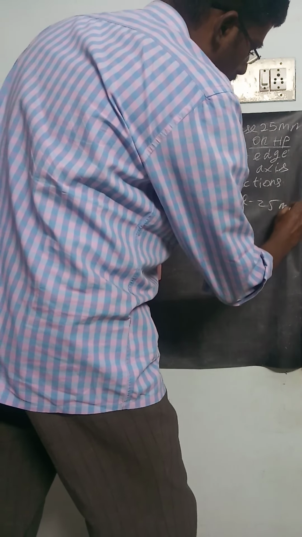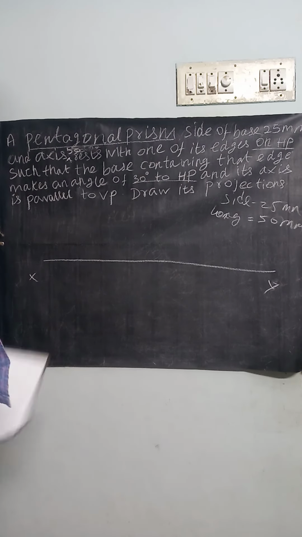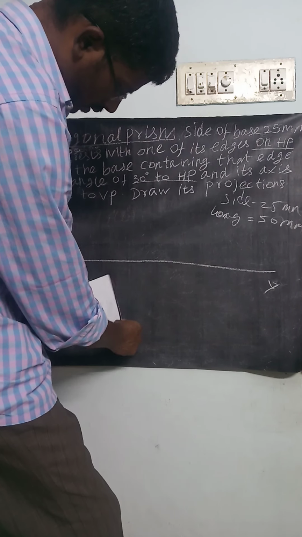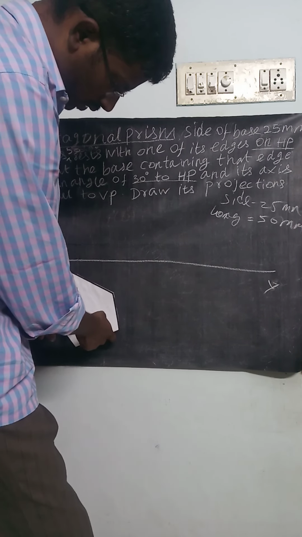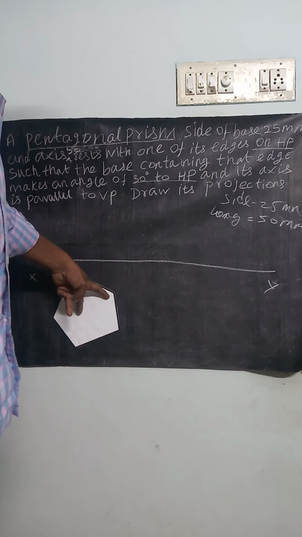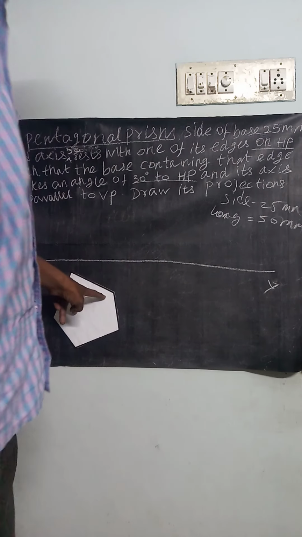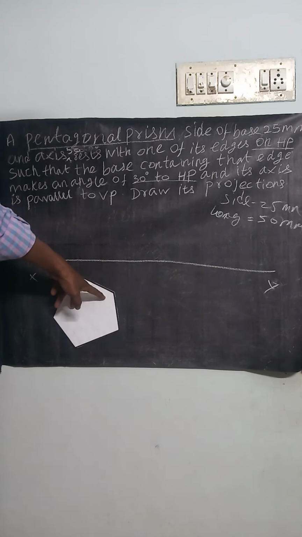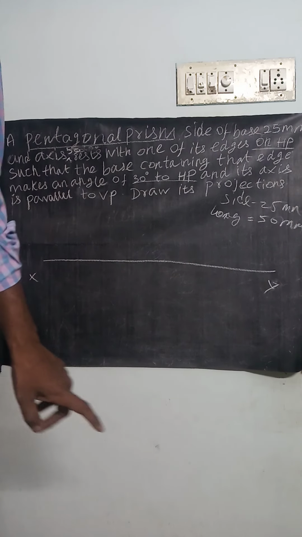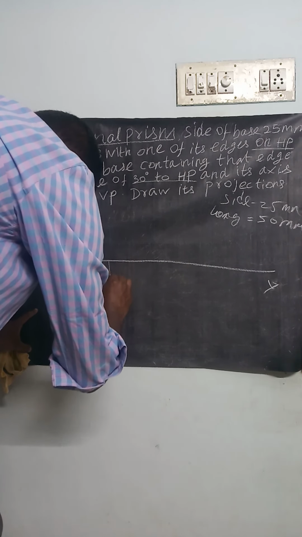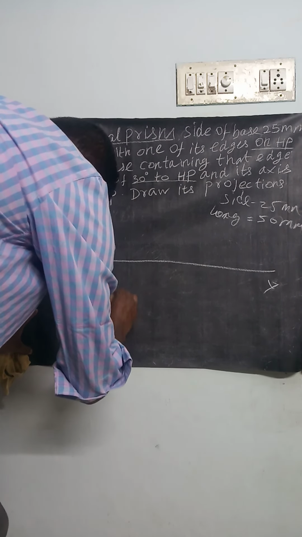First you draw the XY reference line. You can draw your pentagonal shape in this position only. Draw a rectangle position. As given in the problem, one of the rectangular edges is resting on HP, so you can draw by this method only. First you draw a perpendicular line, just touching your two long edges.